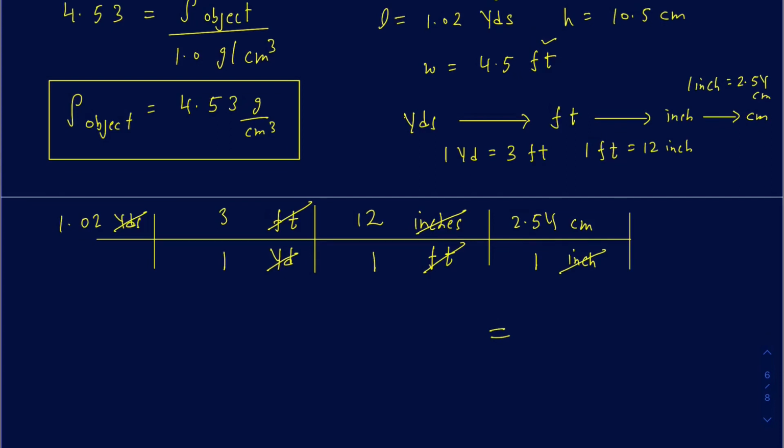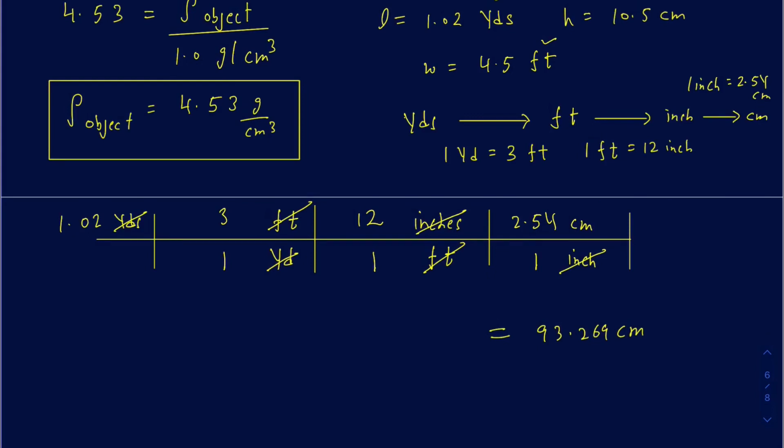So we got 1.02 times 3 times 12 times 2.54. So that's going to be the length in the centimeters, not necessarily the final answer yet. So 93.269 is the length in centimeters. We want to do the same thing for the width now.